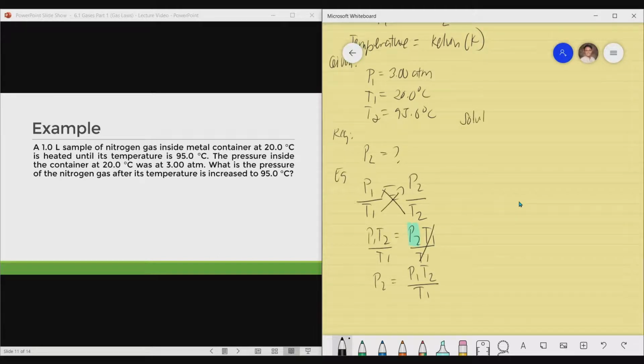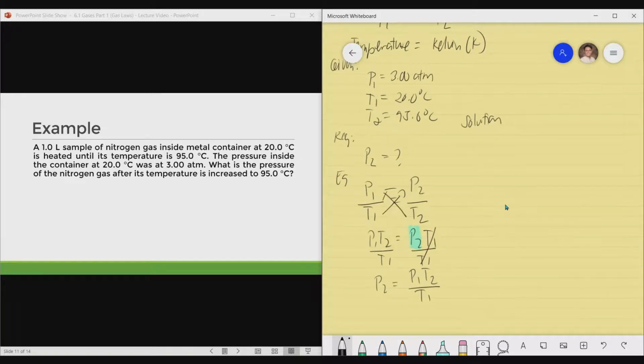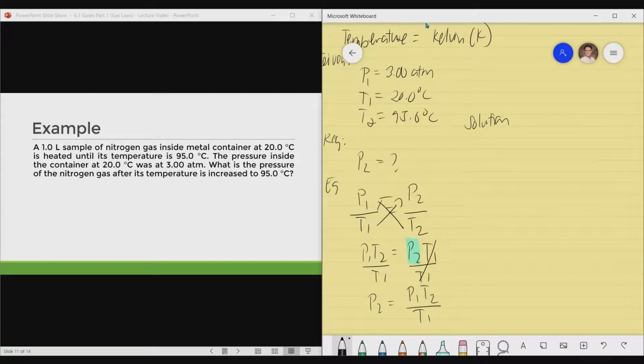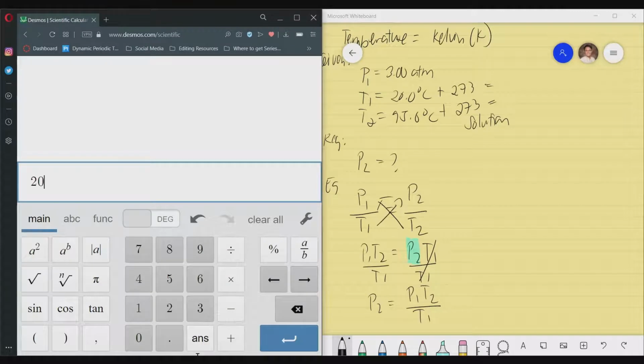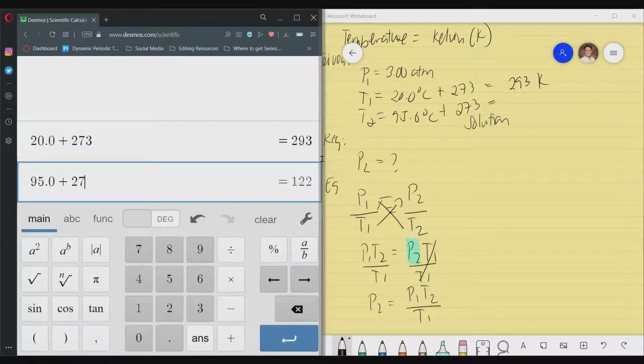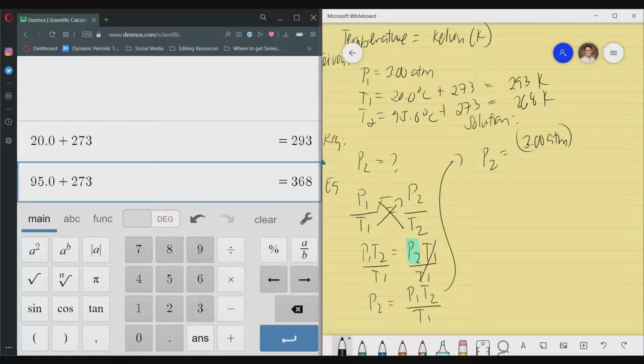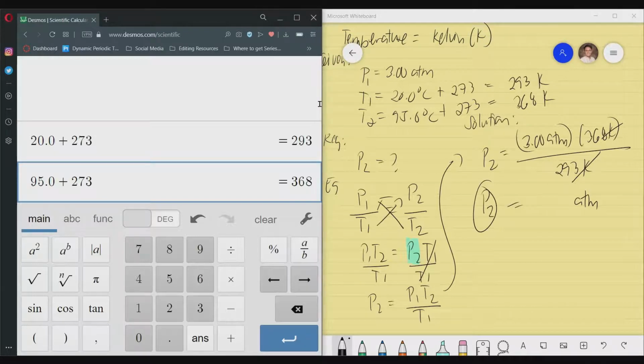So for the solution part, take note again that our temperature should be in the unit Kelvin. That is why our degrees Celsius must be added with 273. Looking at the calculator, 20.0 plus 273, we have 293 Kelvin. And then 95.0 plus 273, we have 368 Kelvin. So before you proceed, make sure the temperatures are converted into Kelvin. Using this equation, P sub 1 is already given, 3.00 atmosphere, multiplied by T sub 2, that is 368 Kelvin, all over T sub 1, 293 Kelvin. Kelvin will be cancelled. You have the unit atmosphere, which is appropriate for pressure, the one we are required to solve for.